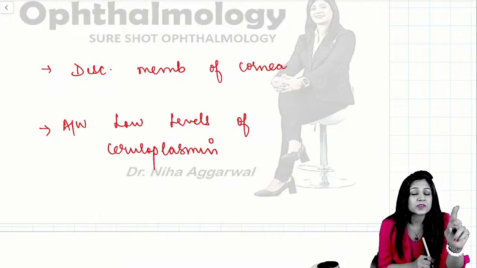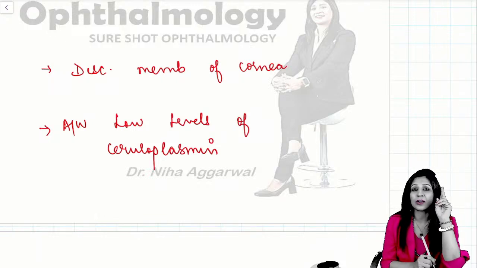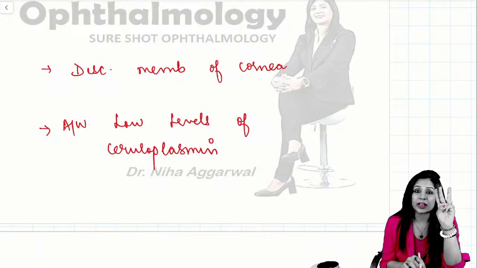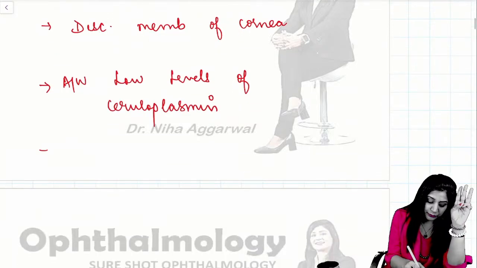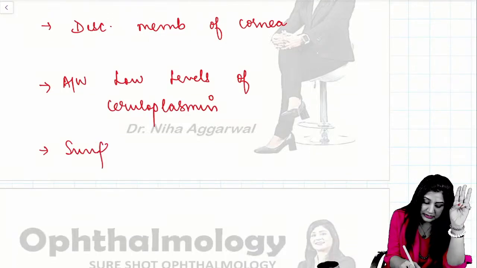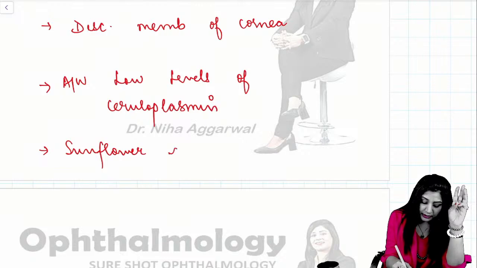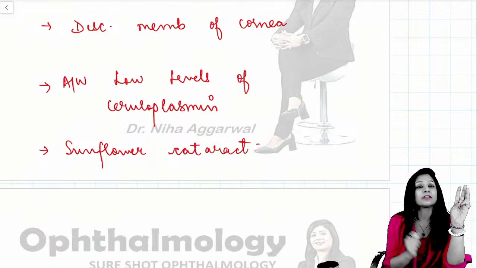So all the questions related to Wilson's disease along with the KF ring, and what kind of cataract is found here. The type of cataract which is found here is the sunflower cataract.